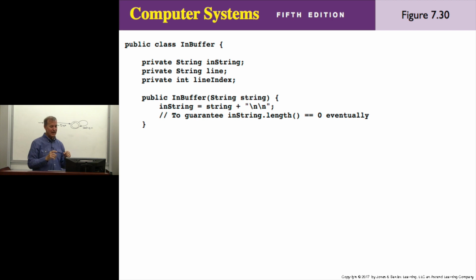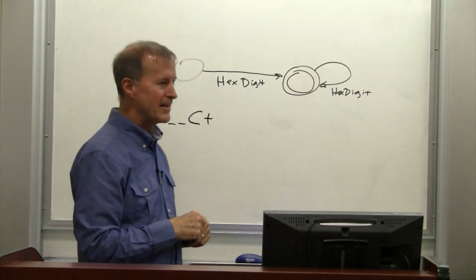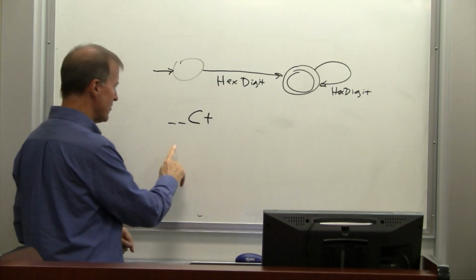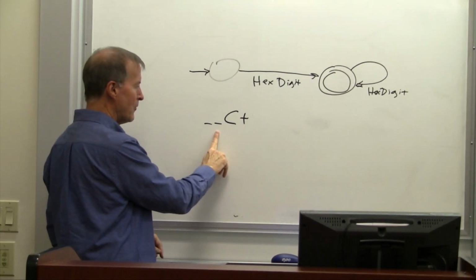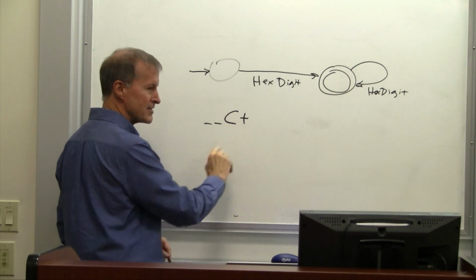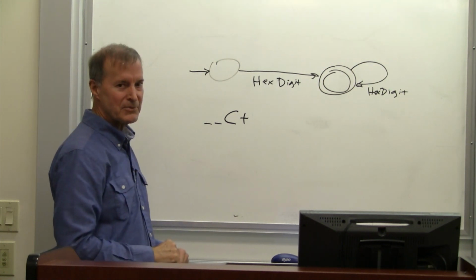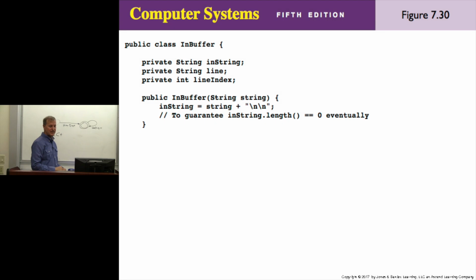Okay? So, and what do you suppose line index is, which is of type int? It's where you are in that line. So if this is the start of the line, this is what? Line index is 0, 1, 2, 3, etc. Are we good with that? Okay, so those three, in string, line, and line index, that's all we need. Those are the attributes of this buffer.